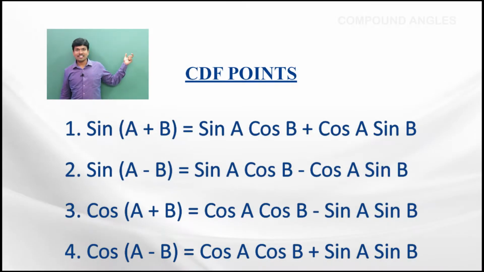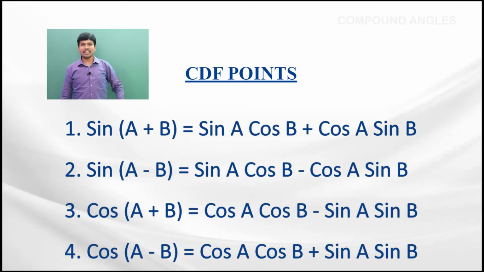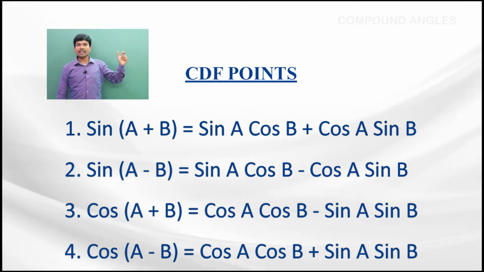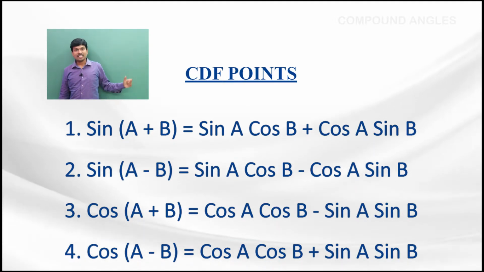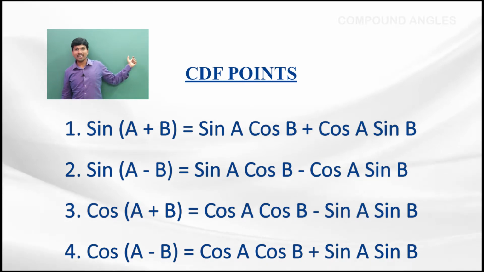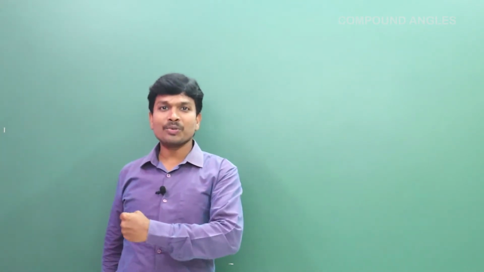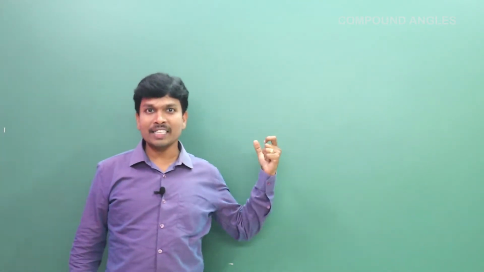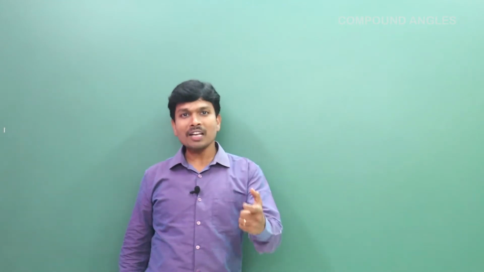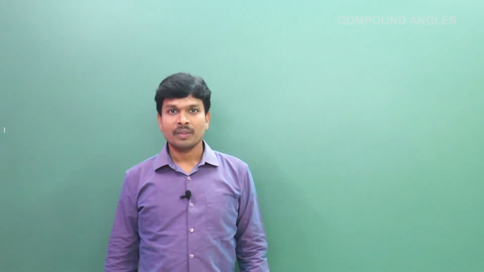You have known sin of a plus b is equal to sin a cos b plus cos a sin b. Sin of a minus b is equal to sin a cos b minus cos a sin b. Okay, good. Now you have to do addition and subtraction of these two. Pause the video or try to do it. After that you watch it.